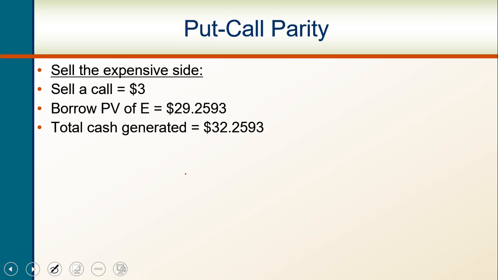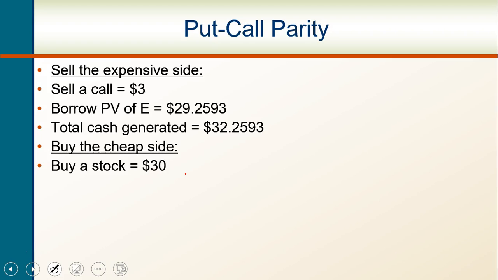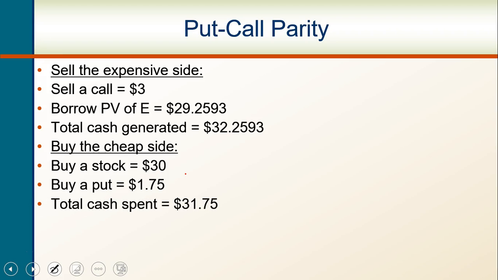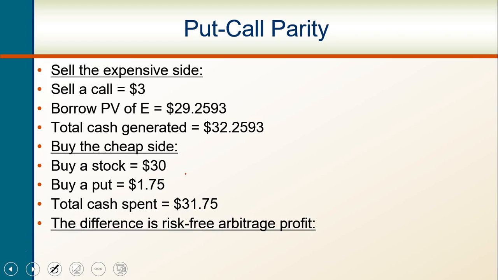So with this amount of money that we have, we are going to buy the left-hand side. What do we have on the left-hand side of the put call parity? We have a stock and we have a put option on the same stock. So let's buy that. So buy a stock which costs us $30. And buy a put option, we know that put option costs us $1.75. So the total cash that we will spend is going to be equal to 31.75, which means that the difference between 32.2593 and 31.75 is the risk-free arbitrage profit, in this case approximately 51 cents.